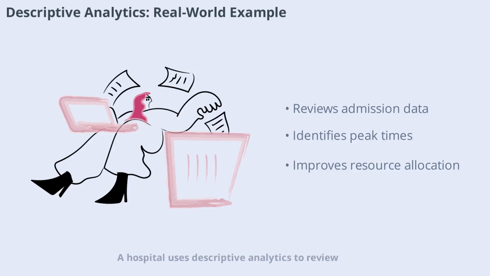A hospital uses descriptive analytics to review patient admission data from the past year. By analyzing this information, they can identify peak admission times, common diagnoses, and resource needs. This helps them allocate staff and resources more effectively, improving patient care.